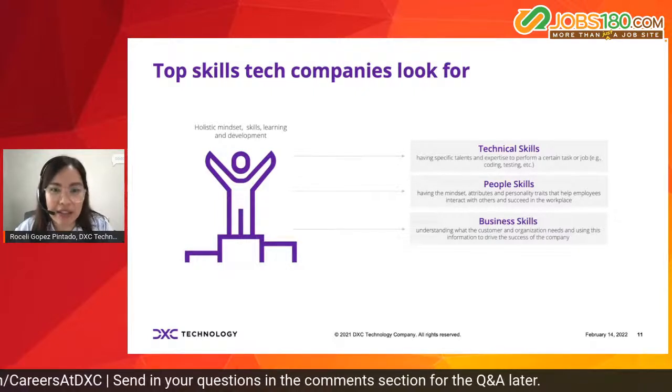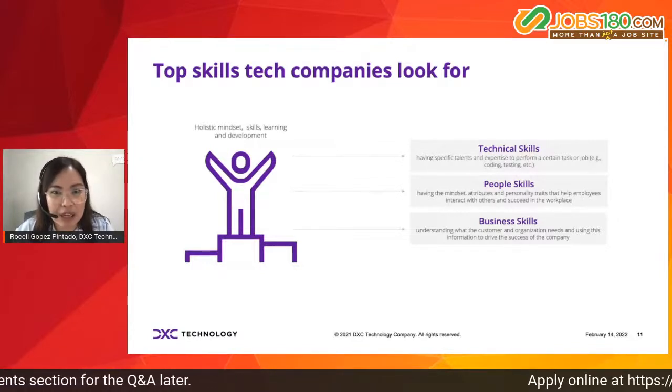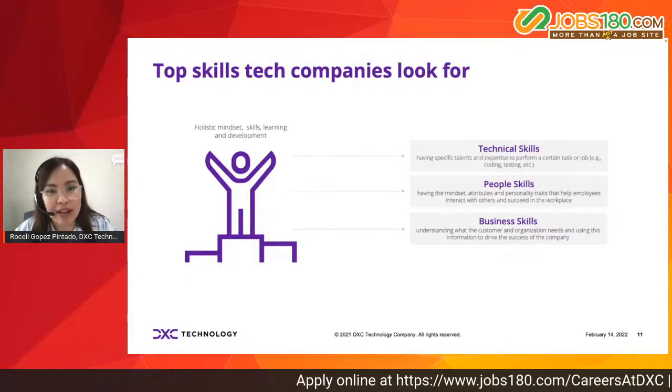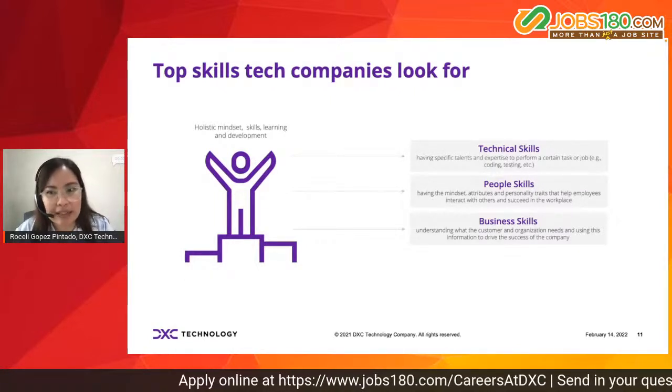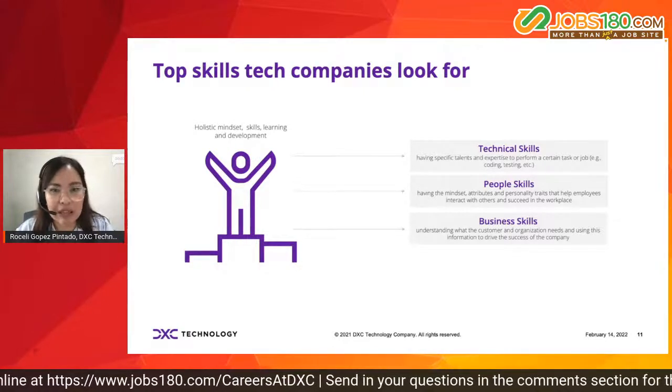So we look at the technical skills, right? When you say technical skills, this is having specific talents and expertise to perform a certain task or job. So at least for tech, this is coding, testing, project management. So these are what you would call technical skills.